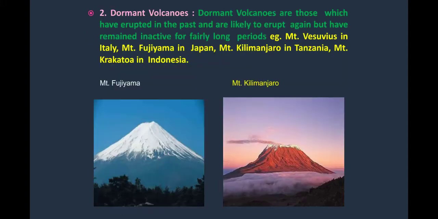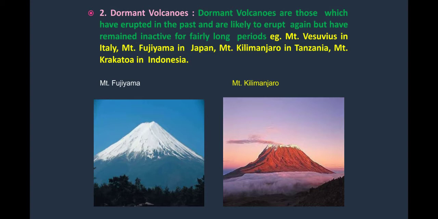Now dormant volcanoes. Dormant volcanoes are those volcanoes which have erupted in the past and are likely to erupt again but have remained inactive for a fairly long period. That means earlier they had erupted, now they may or may not erupt. So at present, for a fairly long time they are quiet. Examples are Mount Vesuvius in Italy, Mount Fujiyama in Japan, Mount Kilimanjaro in Tanzania, and Mount Krakatoa in Indonesia. You can see the pictures of Mount Fujiyama and Mount Kilimanjaro.